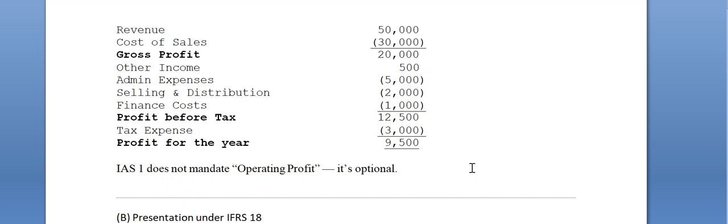So you add your other income, charge your admin expense, selling and distribution, finance cost, you have profit before tax. Charge your tax, you have profit for the year. This is direct and there's more modeled up.